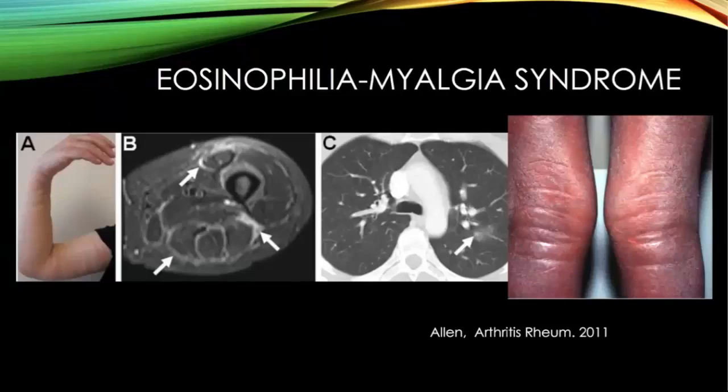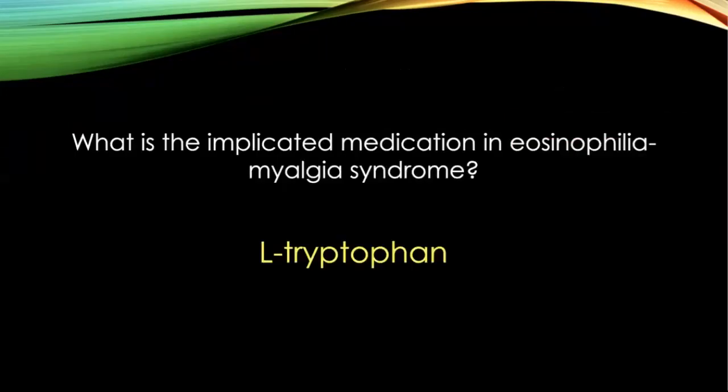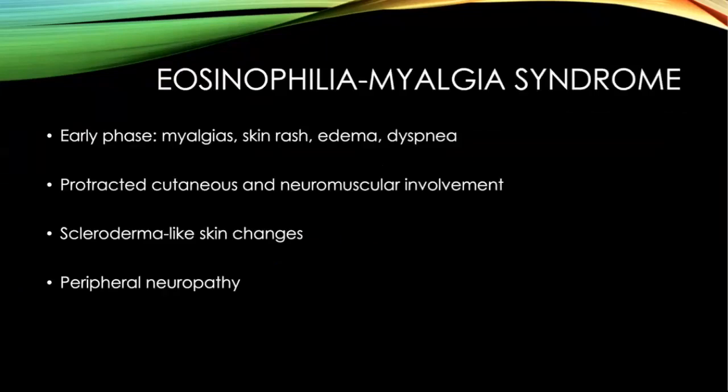So what is the implicated medication in the syndrome? It was L-tryptophan. The early phase of the syndrome was characterized by intense myalgia, various skin rashes, edema, dyspnea, and then constitutional symptoms. Now, despite the discontinuation of the L-tryptophan, a substantial portion of patients developed a protracted course that was dominated by manifestations of cutaneous and neuromuscular involvement.